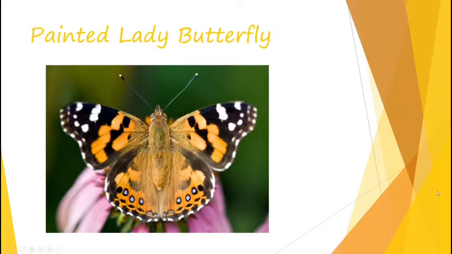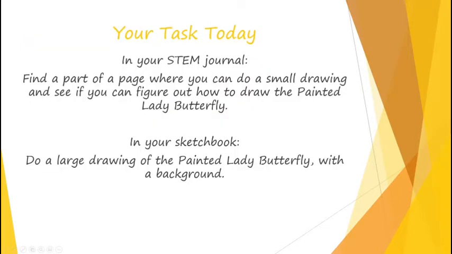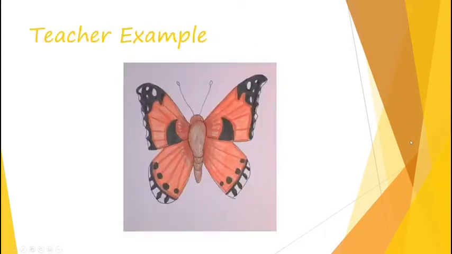Now, this is the butterfly that we are going to be drawing. It's called a painted lady butterfly. What colors do you see? Does it look like any other kind of butterflies that you've noticed? Take note of the kind of colors you're going to have to use. First, we're going to do in our STEM journal the little drawing or the sketch of the painted lady butterfly. Then in our sketchbook, we're going to do a much bigger picture with the background. Here's an example of the butterfly that I drew last year. You can use whatever kind of color supplies that you have, color pencils, crayons, whatever you've got.